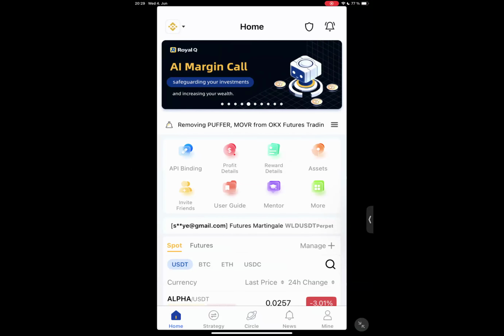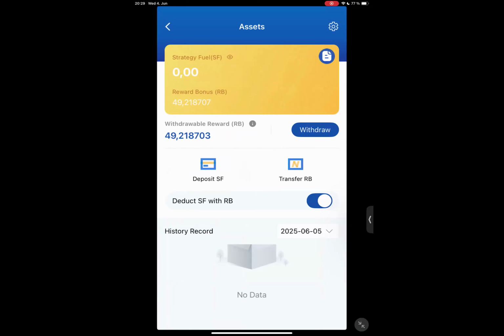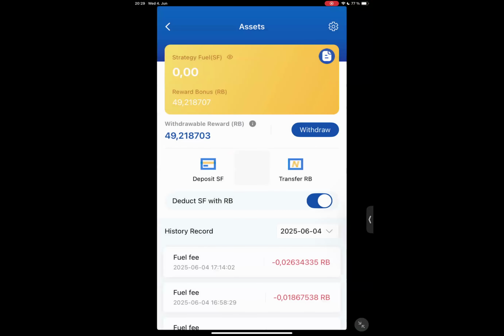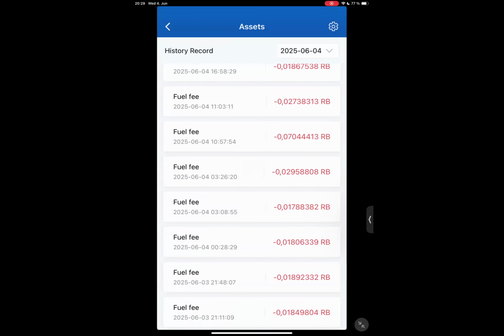All right, guys, let's go on. Okay, so that is the profit details. Now let's go to assets. This is where you see the fuel fees that are being deducted, depending on the profit you make.